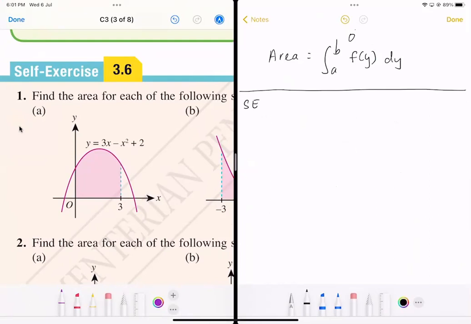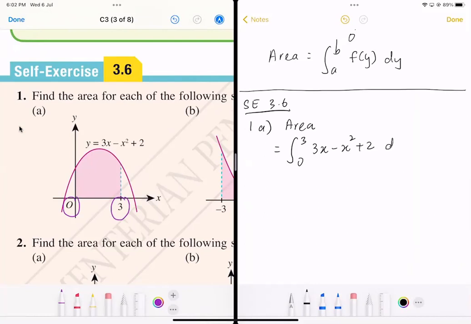So exercise 2.6, 1A. The area is going to be integration from where to where? What is the lower limit? 0, right? Upper limit? 3. So 0 to 3. Now your f(x) is the function y there: 3x minus x squared plus 2.